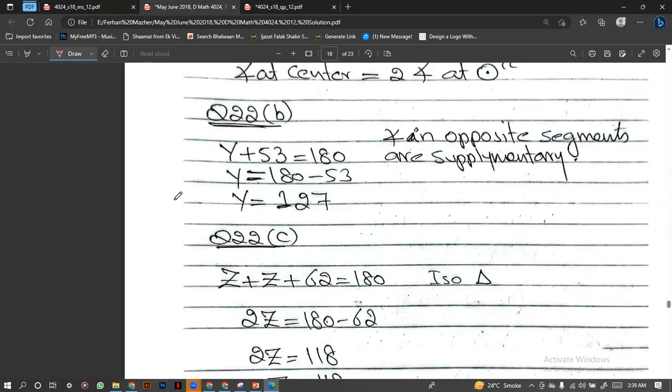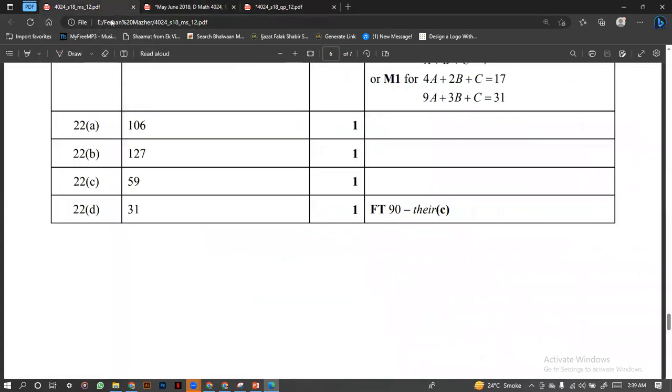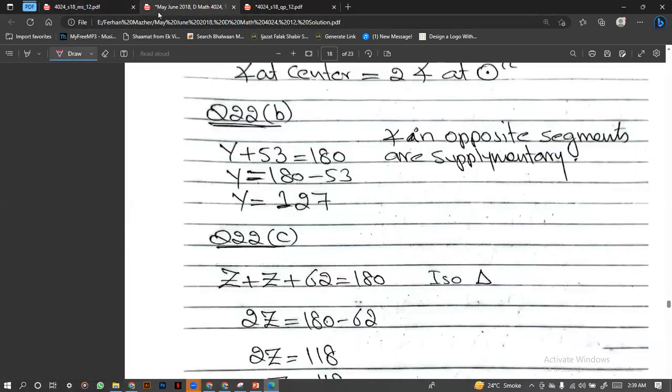So y plus 53 is equal to 180. So y will be equal to 180 minus 53. So y will be equal to 127. The reason is angles in the opposite segment are supplementary. So the y value will be 127.